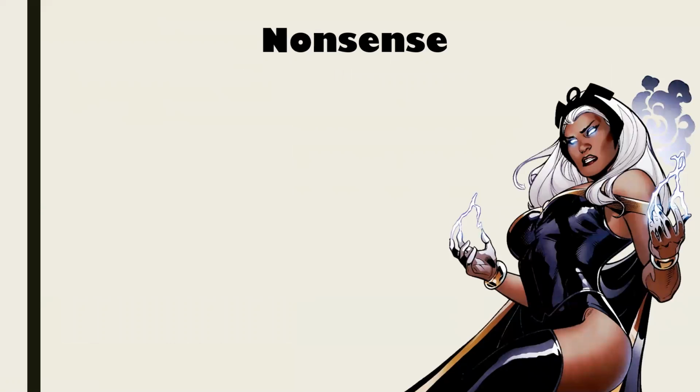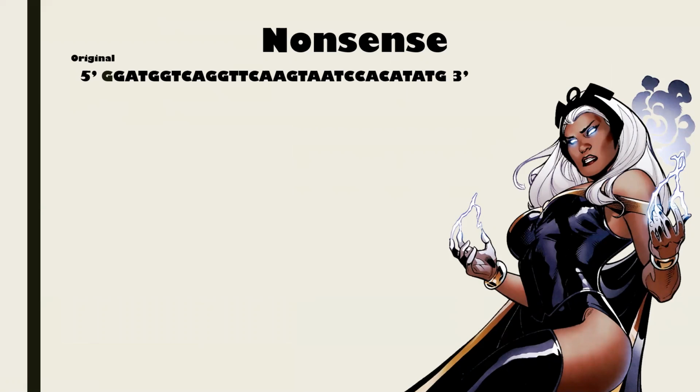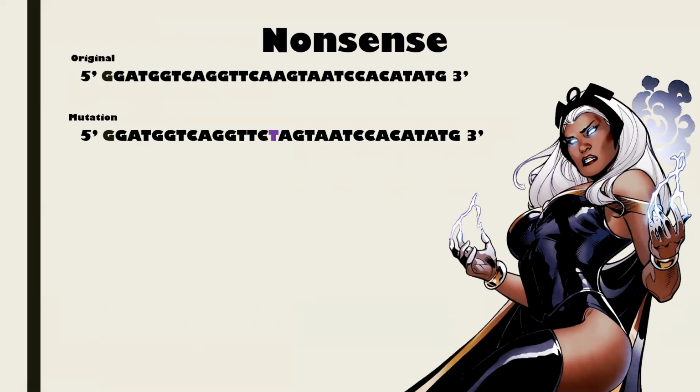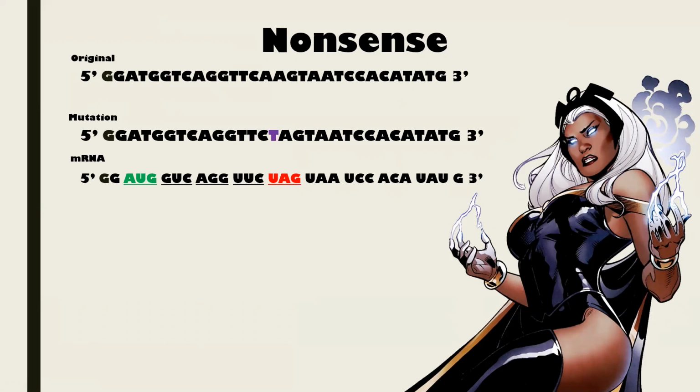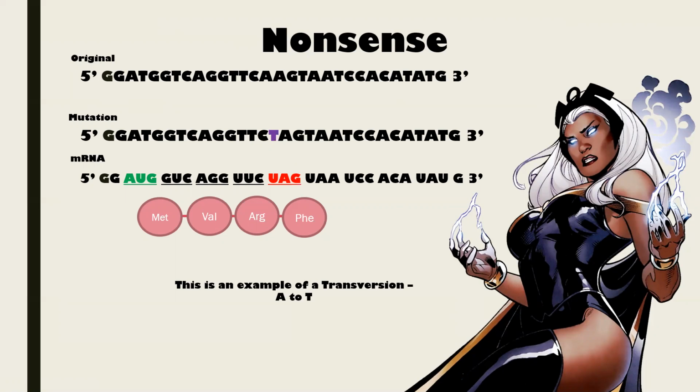Aurora Monroe, she gets her powers from a nonsense point mutation, which changes a protein in the original to a stop codon. We can do so by changing an A to a T, which will move the stop codon 1 forward, so she will have a shorter polypeptide chain. And this is an example of transversion as we shifted an A to a T.